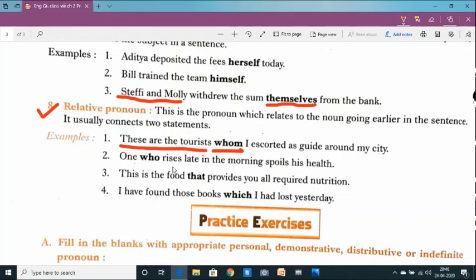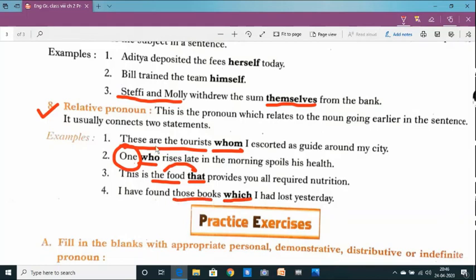One who rises late in the morning spoils his health. Here, one is an indefinite pronoun. It shows the person whose habit is not to get up early in the morning, which spoils his health. This is the food that provides you all required nutrients. Here, that has come for food. It shows the relation. And I have found those books which I had lost yesterday. Here, which has come for those books.